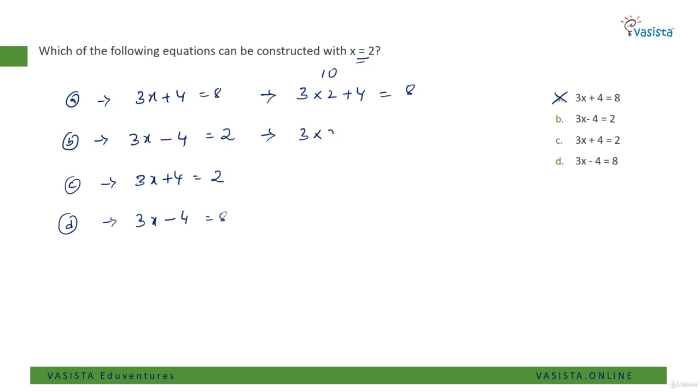Let us go with the second one. It is 3 into 2 minus 4, which is going to be 2. 3 2s are 6, 6 minus 4 is equal to 2. Yes, this may be the right answer.